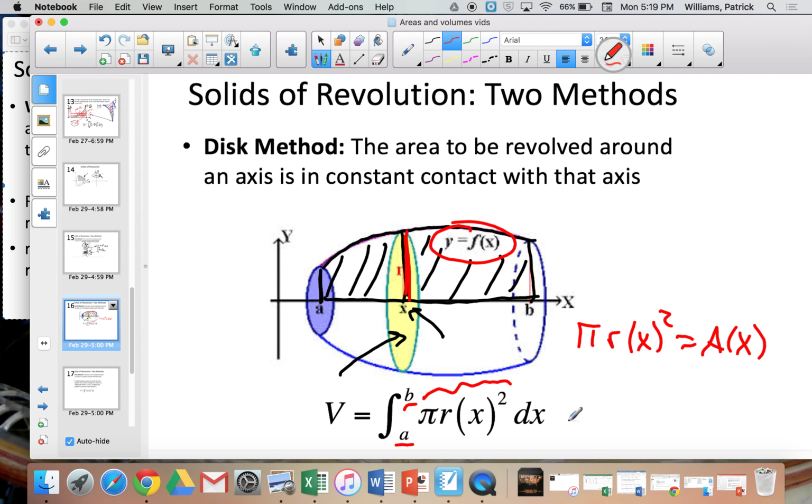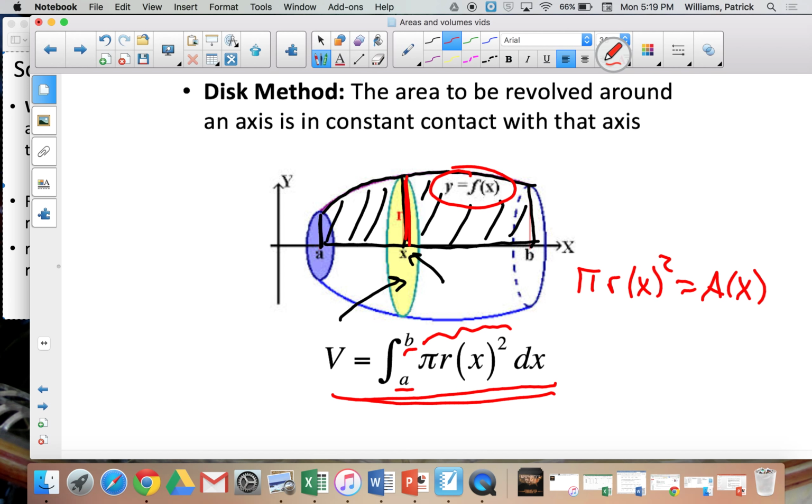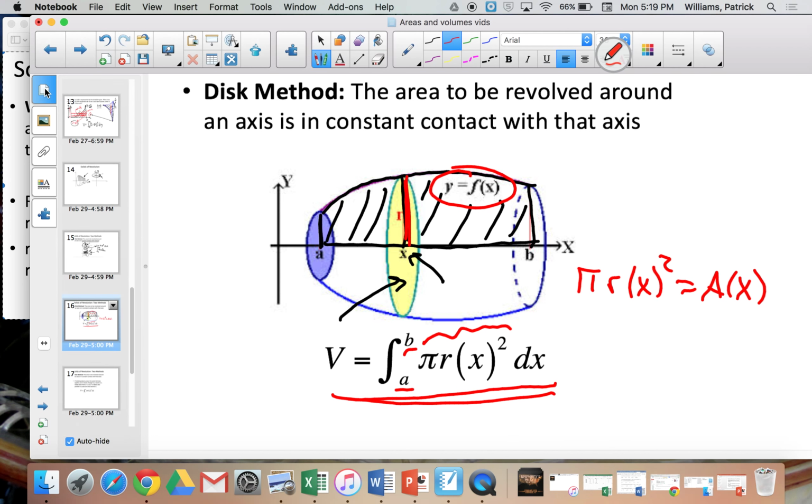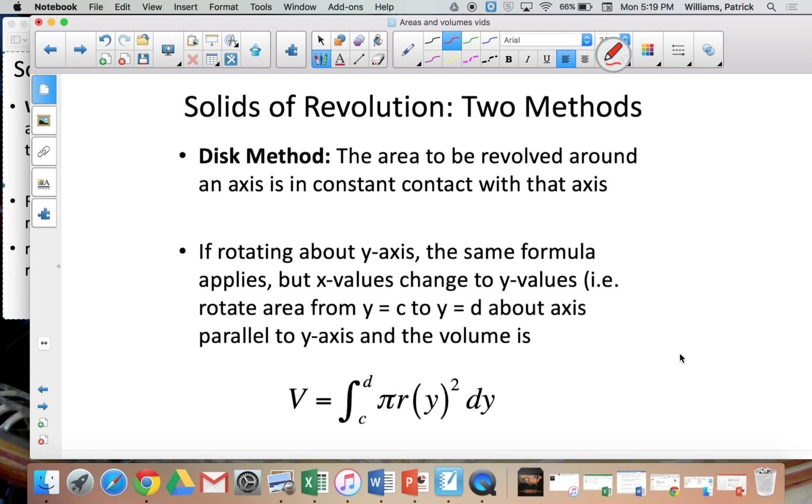We applied it when we were looking at cross sections perpendicular to the x-axis, but we don't have to do that. We can also rotate things about the y-axis. And if we rotate about the y-axis, or more specifically, any axis that's actually, I'm sorry, not perpendicular, parallel. I said the wrong thing. An axis parallel to the y-axis, then we can just apply the same formula.